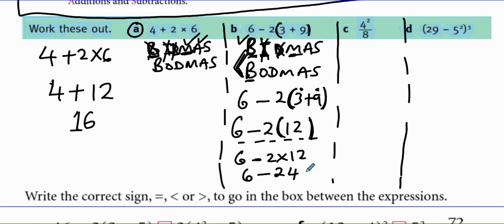And what is 6 minus 24? This is a small number minus a big number. So the answer will be negative. But negative how much? The answer will be negative 18.